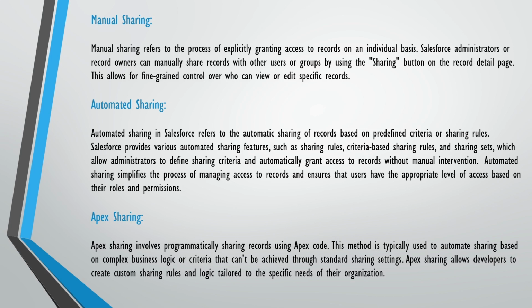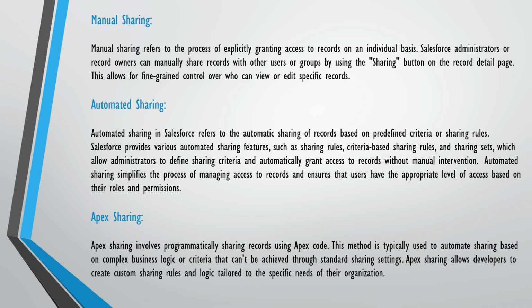Automated sharing. Automated sharing in Salesforce refers to the automatic sharing of records based on predefined criteria or sharing rules. Salesforce provides various automated sharing features such as sharing rules, criteria-based sharing rules, and sharing sets, which allow administrators to define sharing criteria and automatically grant access to records without manual intervention. Automated sharing simplifies the process of managing access to records and ensures that users have the appropriate level of access based on their roles and permissions.